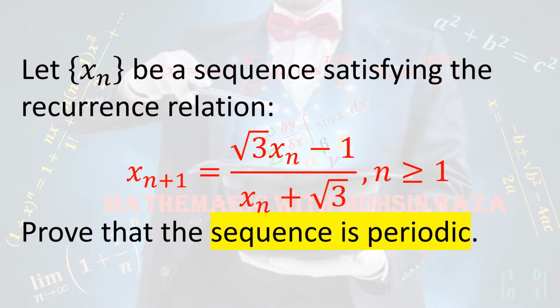Today I have come up with a question. We have a sequence that satisfies this recurrence relation: x_{n+1} = (x_n - √3)/(1 + √3 x_n)... where n is greater than or equal to 1, and we have to prove that the sequence is periodic.